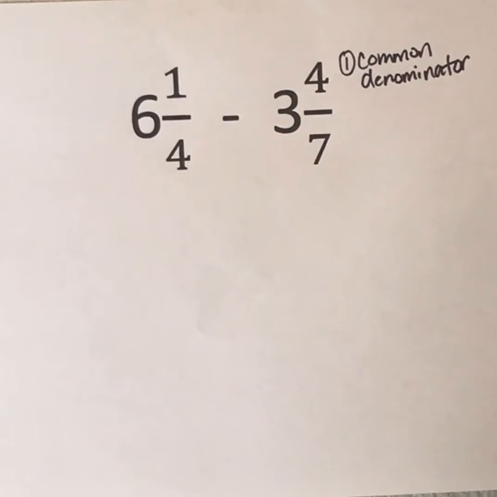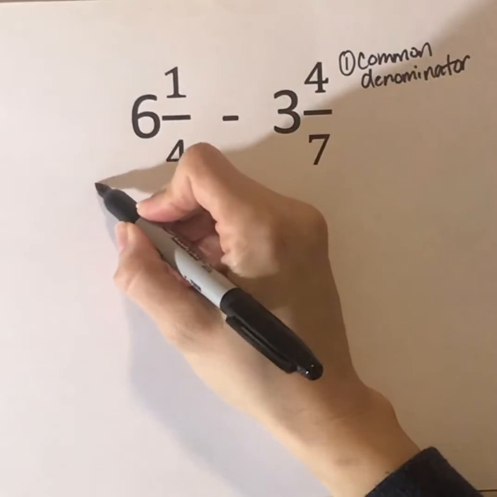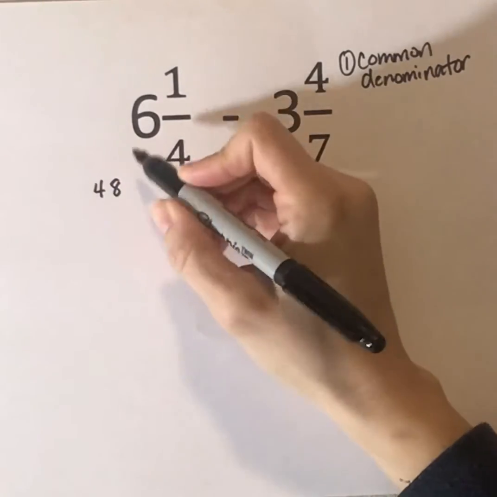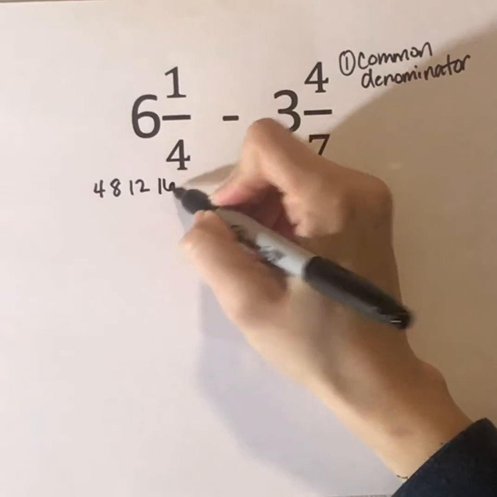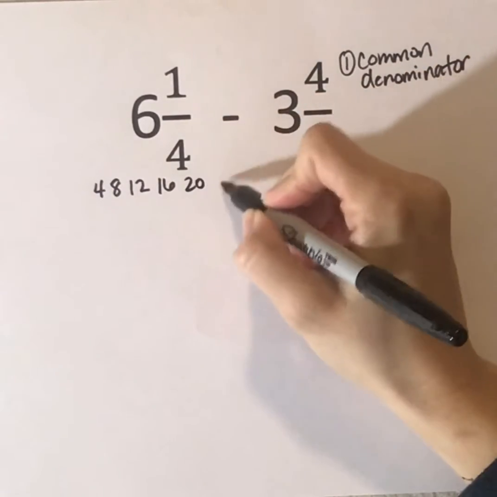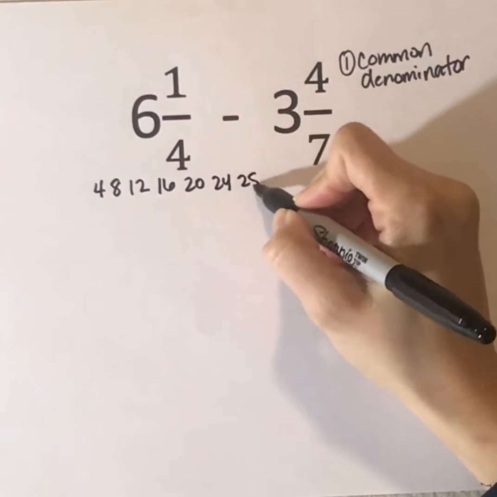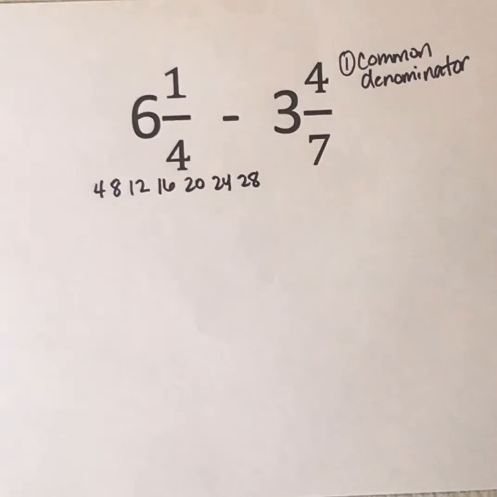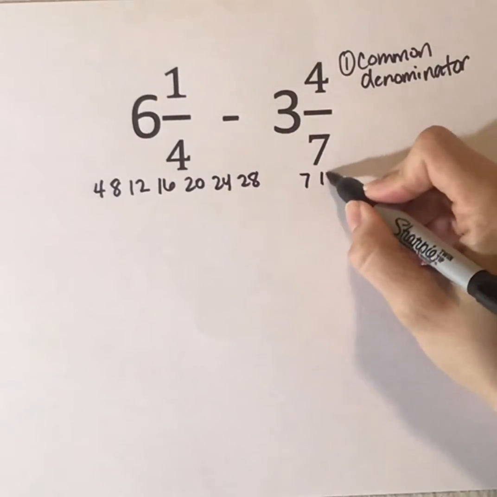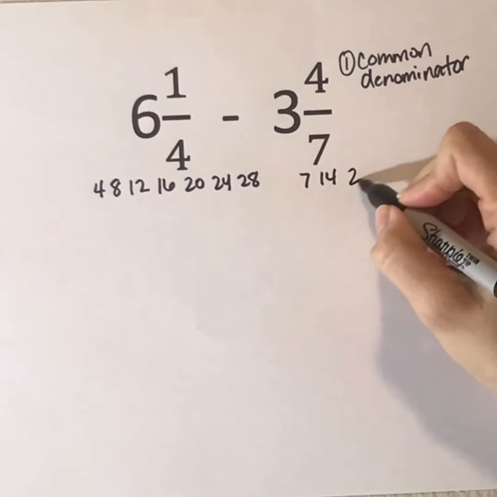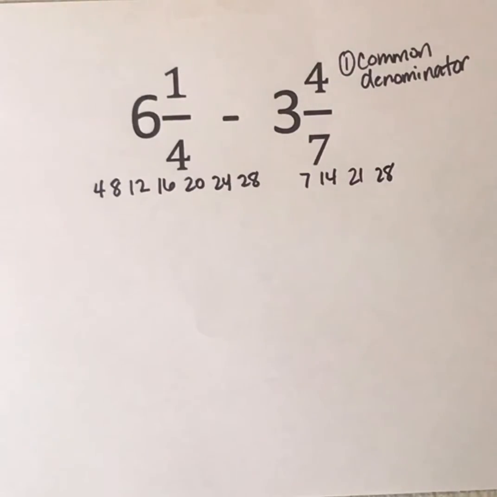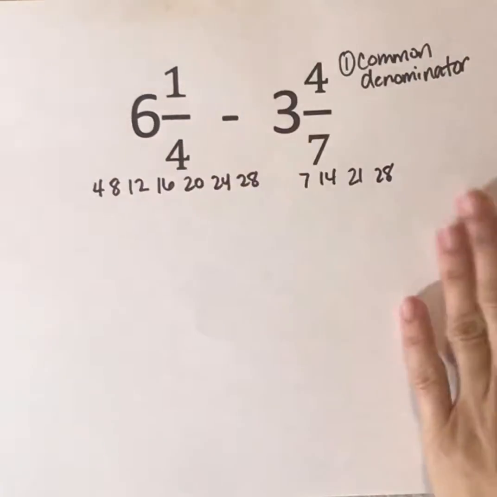So let's list out the multiples of 4. Multiples of 4 are things like 4, 8, 12, 16, 20, 24, and 28. Multiples of 7 are 7, 14, 21, and 28. So these are the multiples.